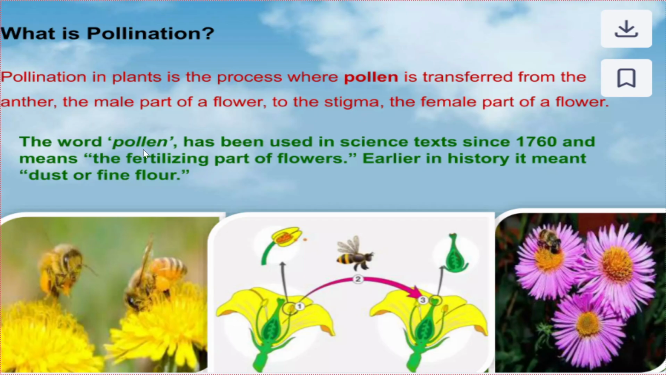Now, pollination. Have you seen some powder-like structure on the flower? Yes, they are the pollen grains which are transferred from the anther, the male part of a flower. Now, what is the male part and female part?